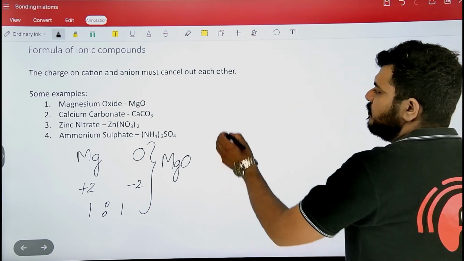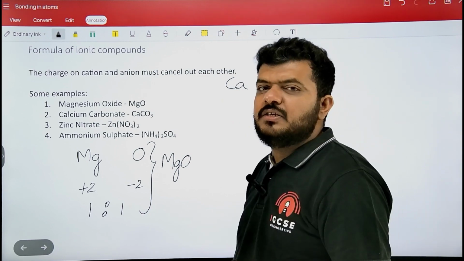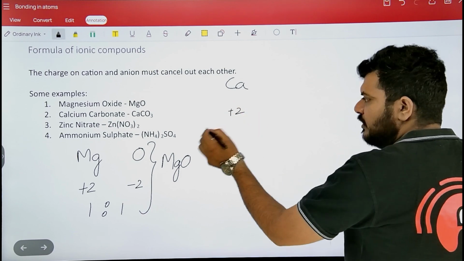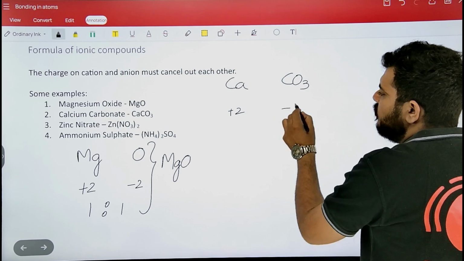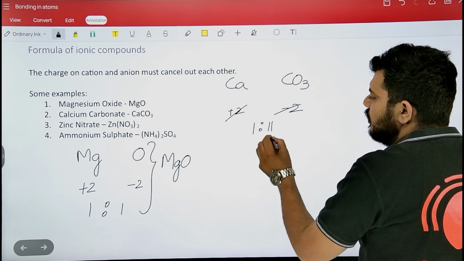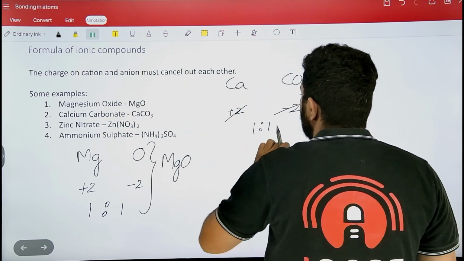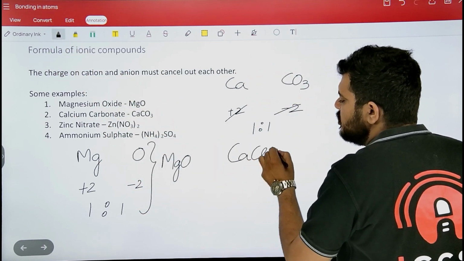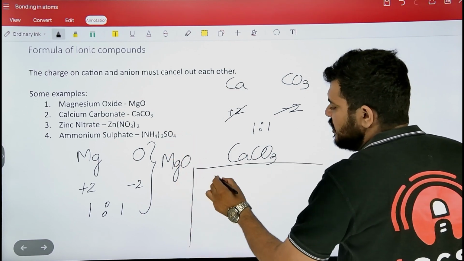Let's look at calcium carbonate. So calcium, it is the 20th element, so it has a charge of +2, and carbonate we have just seen has a charge of -2. Again, they can combine in 1:1 ratio, and therefore I can write CaCO3. Let's have a look at zinc.